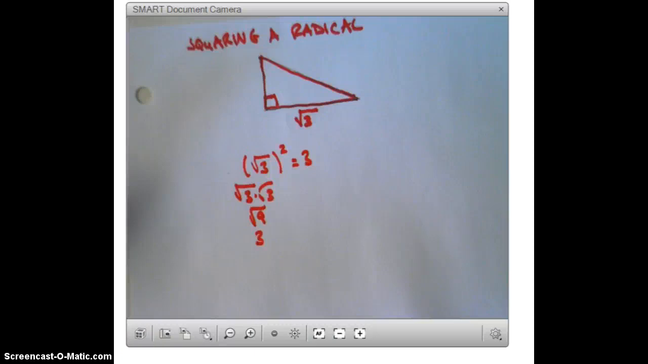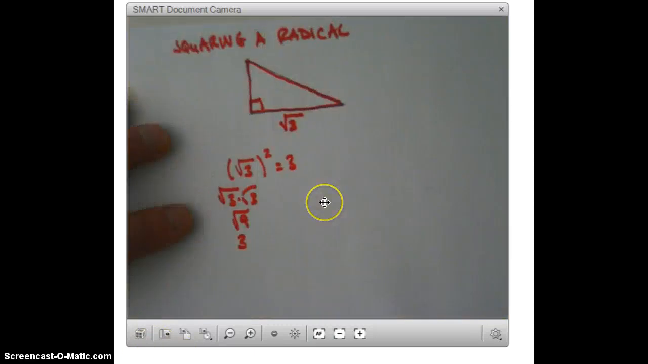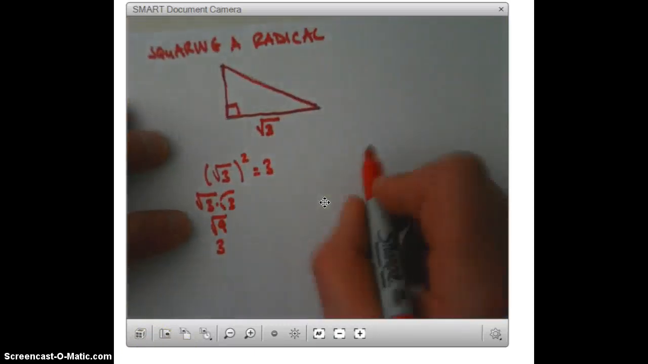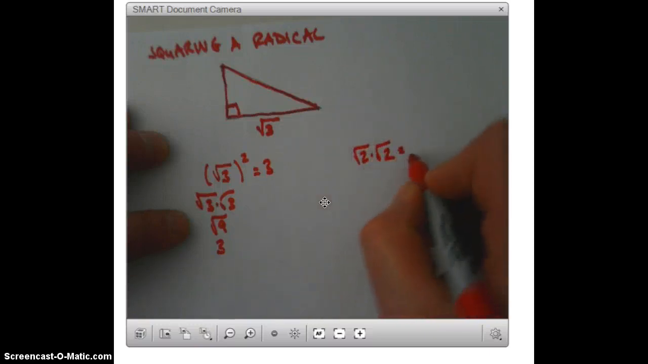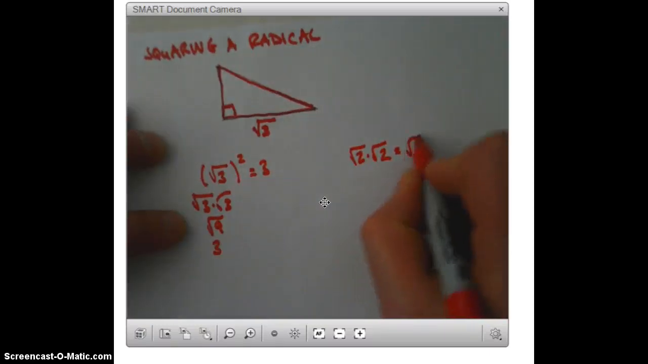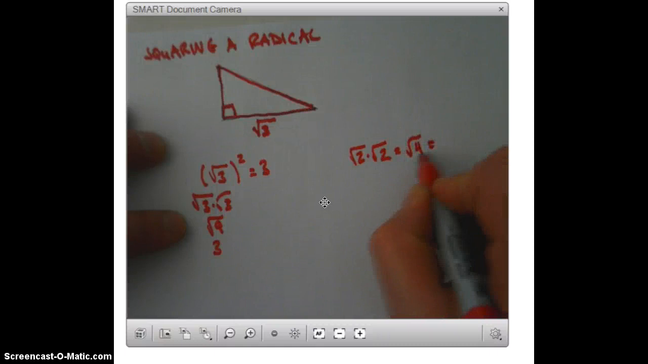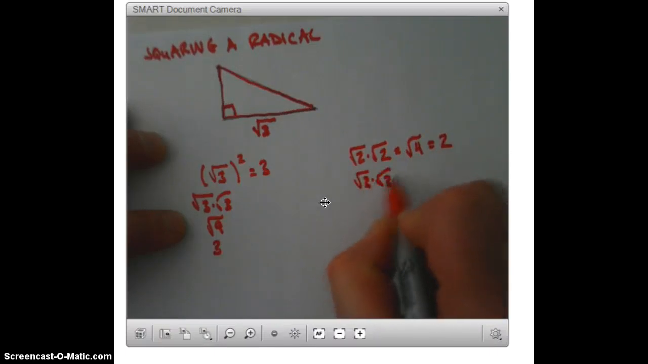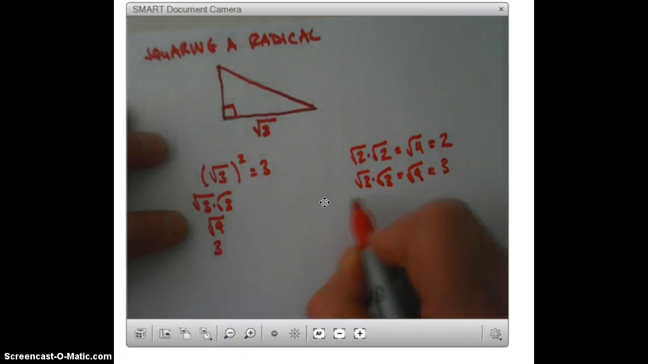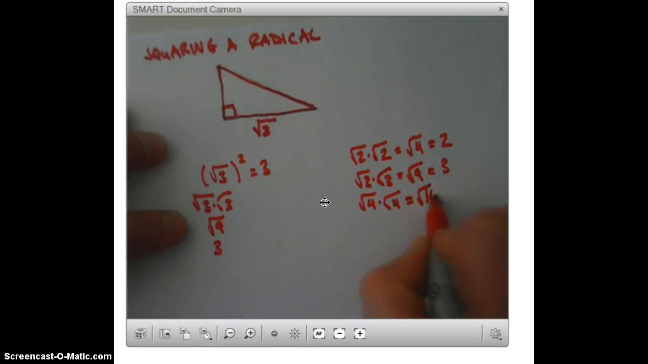Let's take a look at this a little bit closer. Let's take a look at a pattern. We've got the square root of 2 times the square root of 2, which, knowing our radical rules, becomes the square root of 4, and we know that the square root of 4 is 2. And we know that the square root of 3 times the square root of 3 would equal the square root of 9, and the square root of 9 is 3. And we know that the square root of 4 times the square root of 4 equals the square root of 16, and we know the square root of 16 is 4.